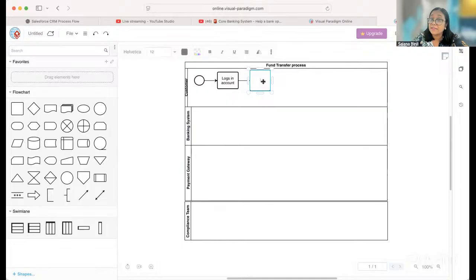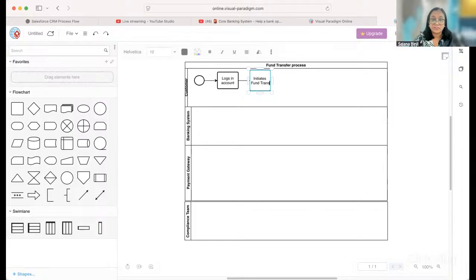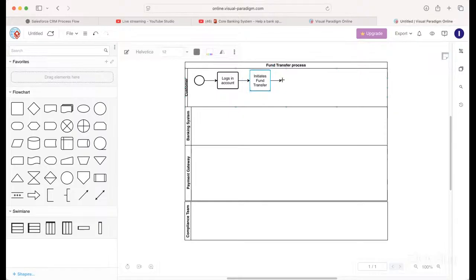But let's say at least initiate that. See, he has just logged into his account. How do you know that he wants to do a fund transfer? Because we initiate. We need to have that. Initiates fund transfer or clicks, we can say. Clicks on fund transfer. Then the next step. What will be the next step?